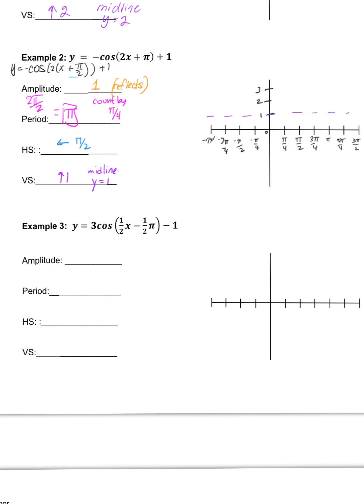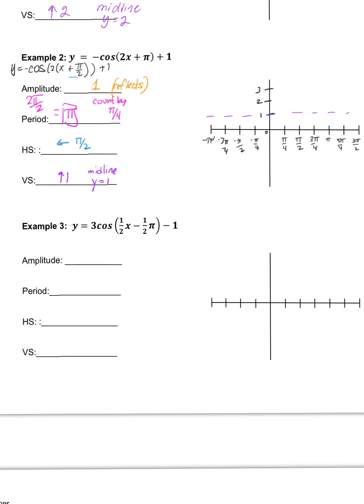Okay, this is a negative cosine graph. So instead of starting at the max, like we know on the parent function, we're just going to start at the minimum. Okay, but we're shifting over by pi over 2. So we're going to start at pi over 2. Okay, so let's do that part first, and then we'll write our key points.